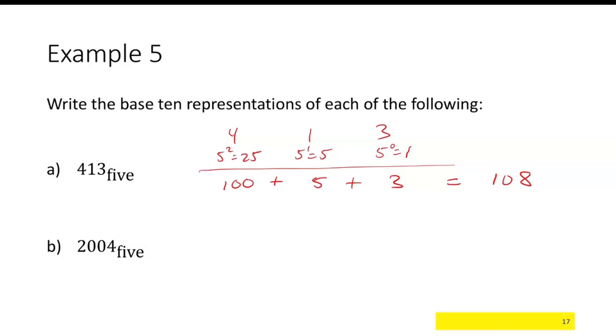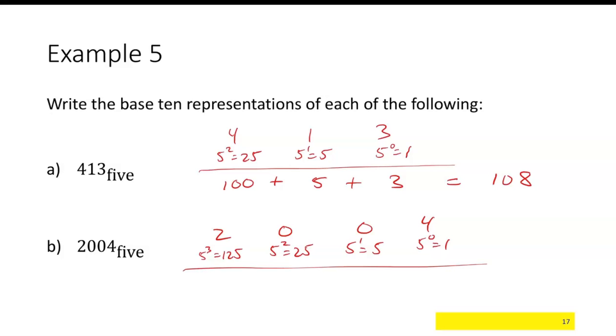And for part B, 2004 base 5. And then we have 5 to the 0, which is 1. 5 to the first, which is 5. 5 squared is 25. And 5 to the third is 125. So 2 times 125 is 250, plus 0, plus 0, plus 4 times 1. And so we would end up with 254.